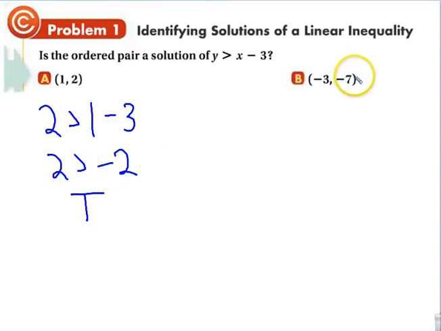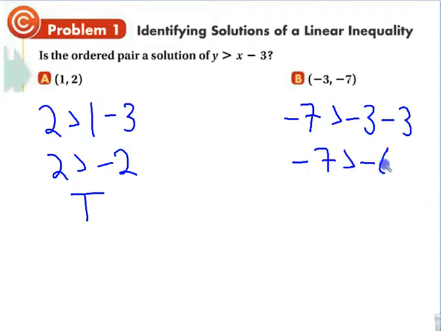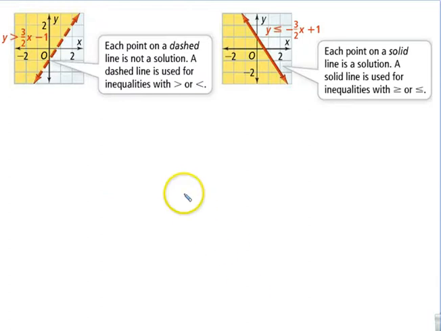How about this one? -7 goes in for y, -3 goes in for x. So is -7 bigger than -6? No. So this one doesn't work. This one does work. Okay? Simple, plug it in. X goes in for x, y goes in for y. Okay? Now, we're going to graph these the exact same way.